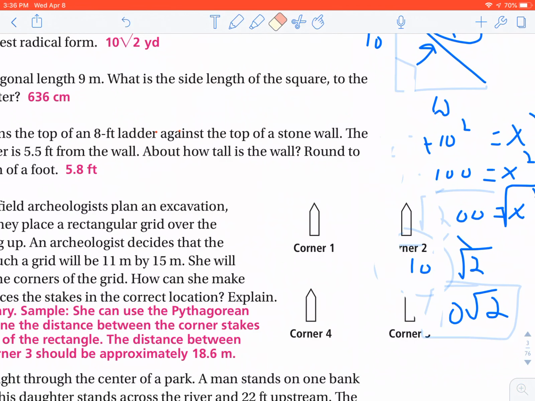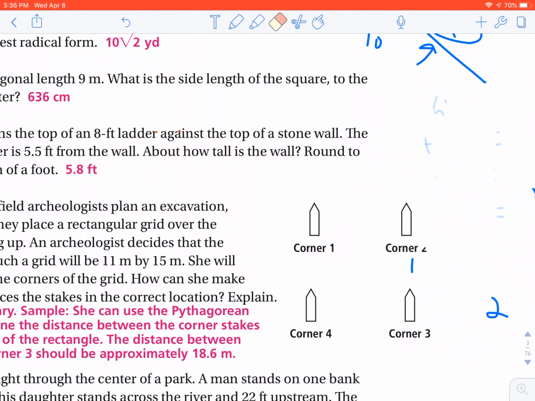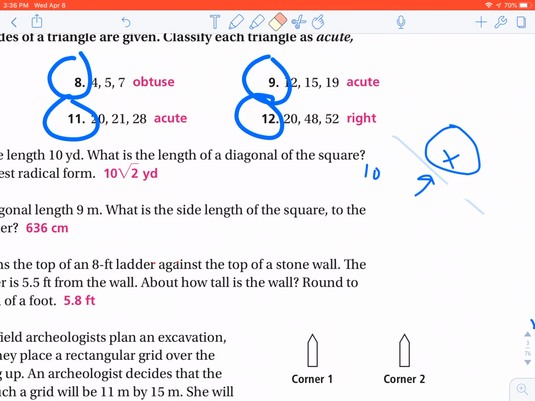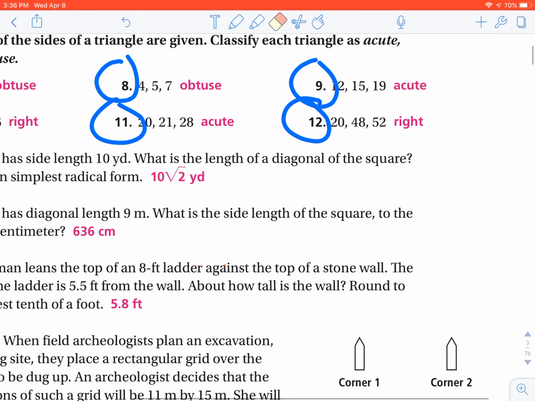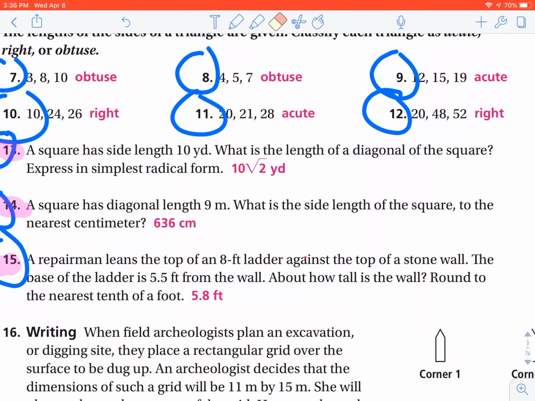Okay? Now, for number 14, the next one. Similar premise. This one's different. It says a square has a diagonal length of 9 meters. Now I'm giving you the opposite information. What is the side length of the square to the nearest centimeter? Okay, so out of all the new stuff, you got to pay attention to your units.